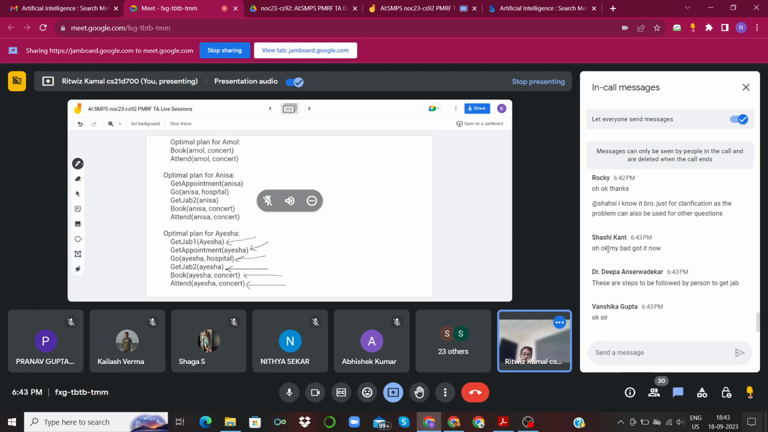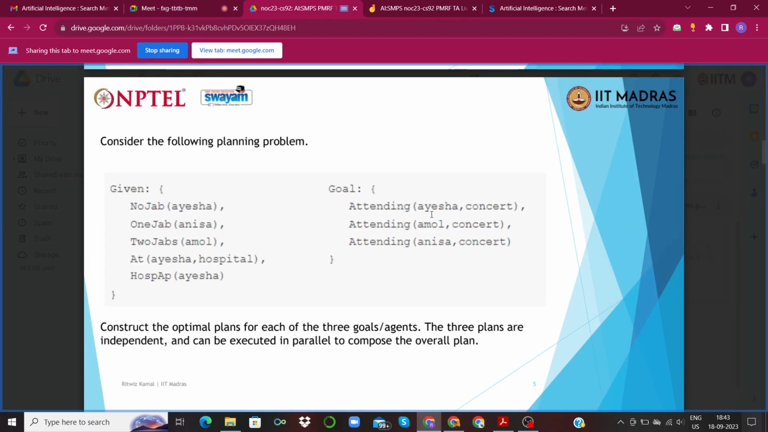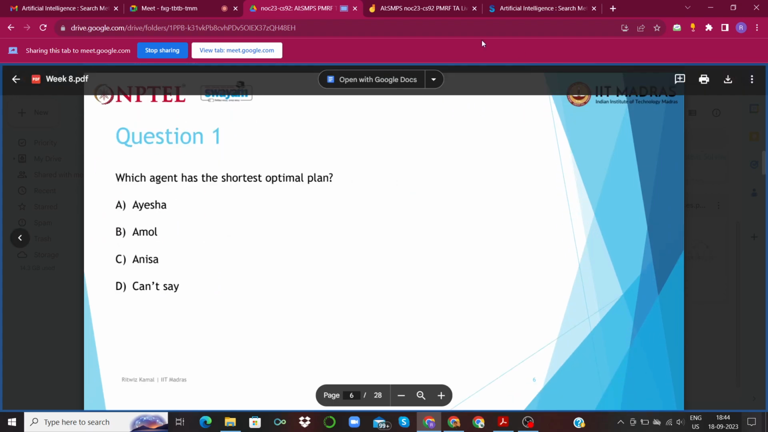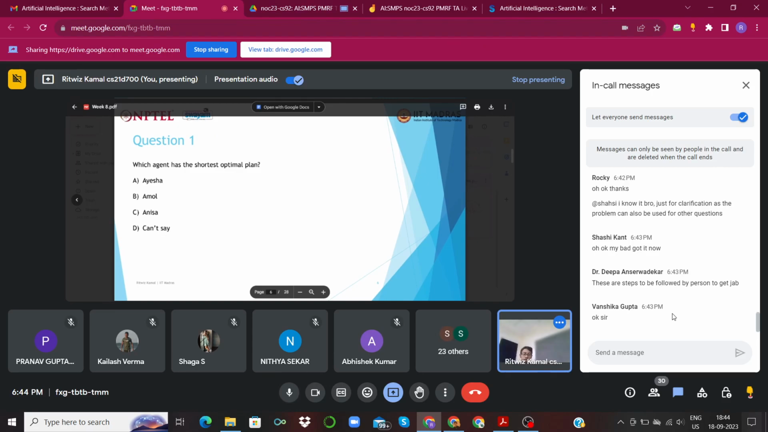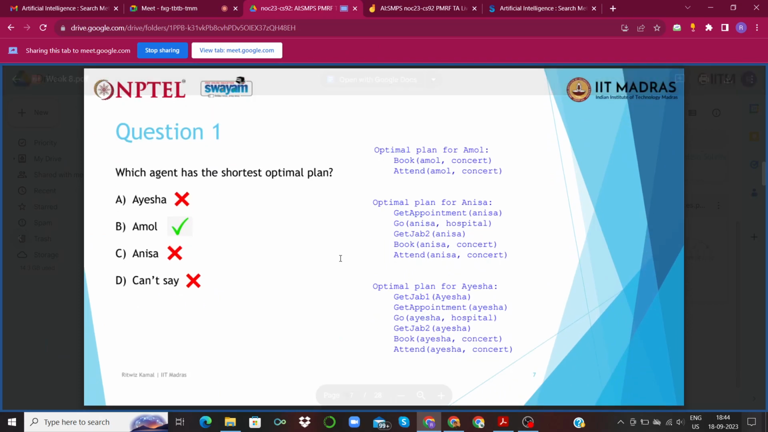Okay, that's great. So let's quickly have a look at the presentation slides and see what were the questions that we were basing on the optimal plans that we just constructed. The first question was, which agent has the shortest optimal plan? What do you think will be the answer to this one? Amol. That is correct because we just saw that Amol had only two steps in his plan, whereas Anisa had 5 steps, and Aisha had 6 steps. So Amol has the shortest optimal plan.